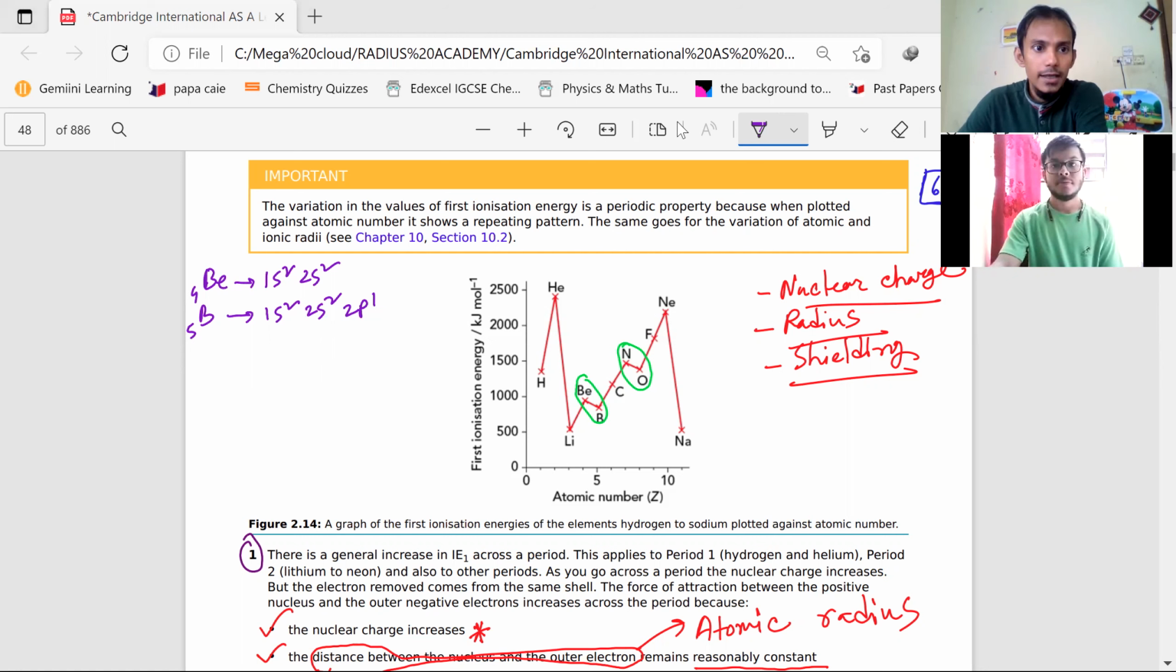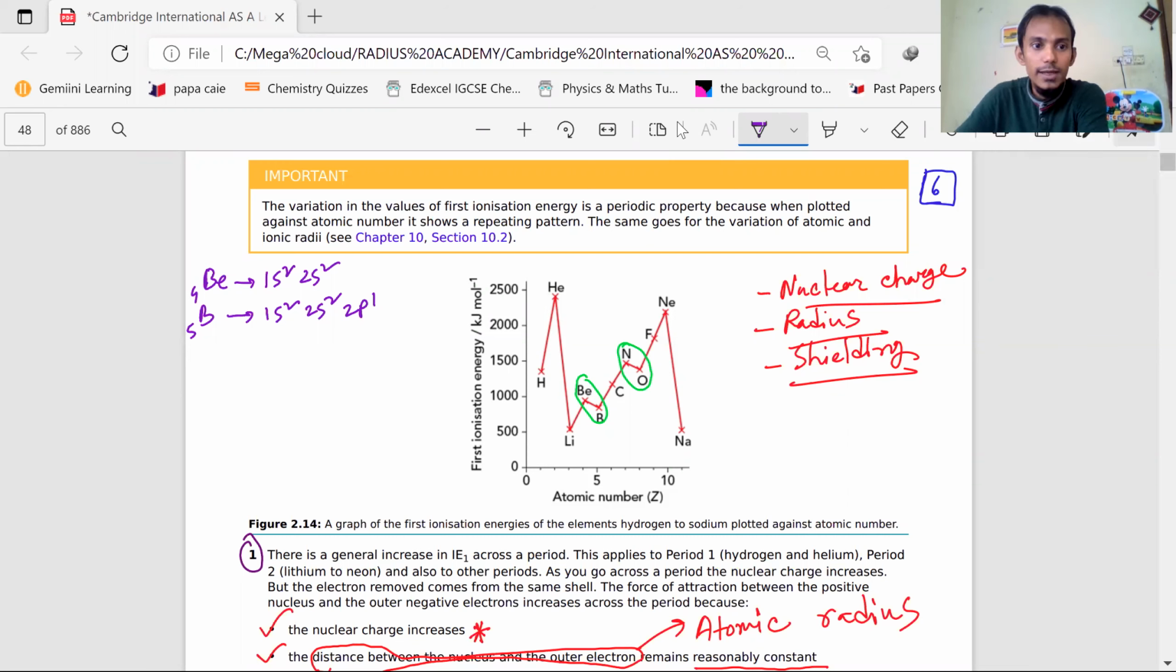Now, beryllium has 4 protons, whereas boron has 5. So the nuclear charge of boron should be more, right? And ionization energy should be more. So this is basically a factor which is contradictory to the drop, right? So even though boron has more protons than beryllium, there are other factors. The nuclear charge, as we have explained, will be offset by the other two factors.